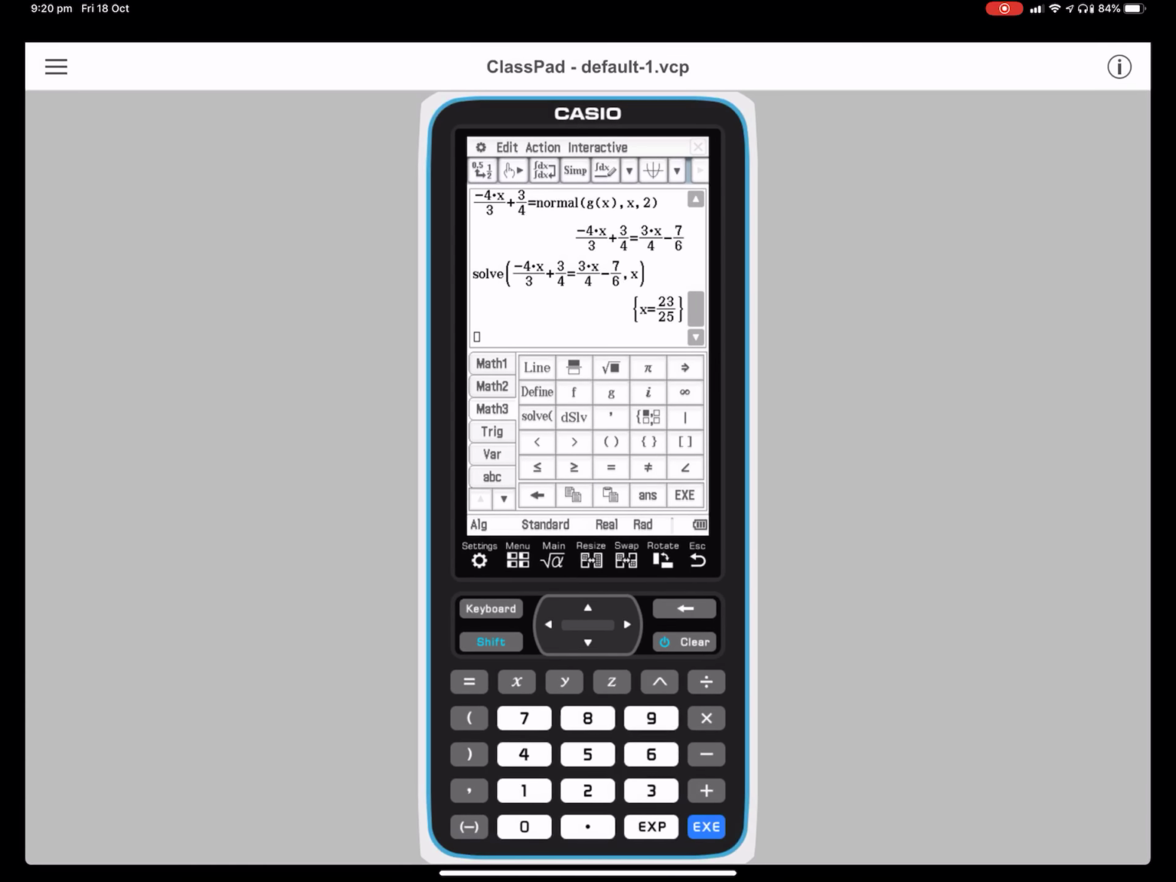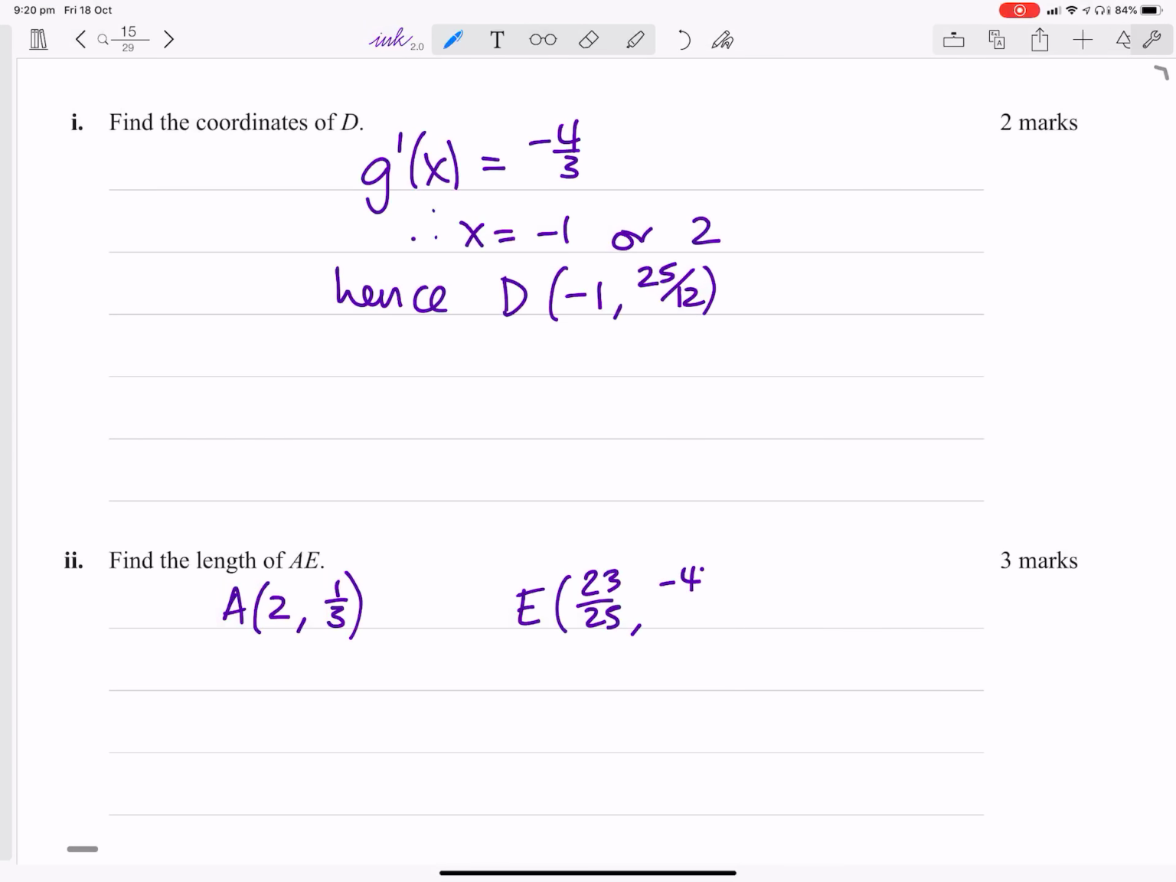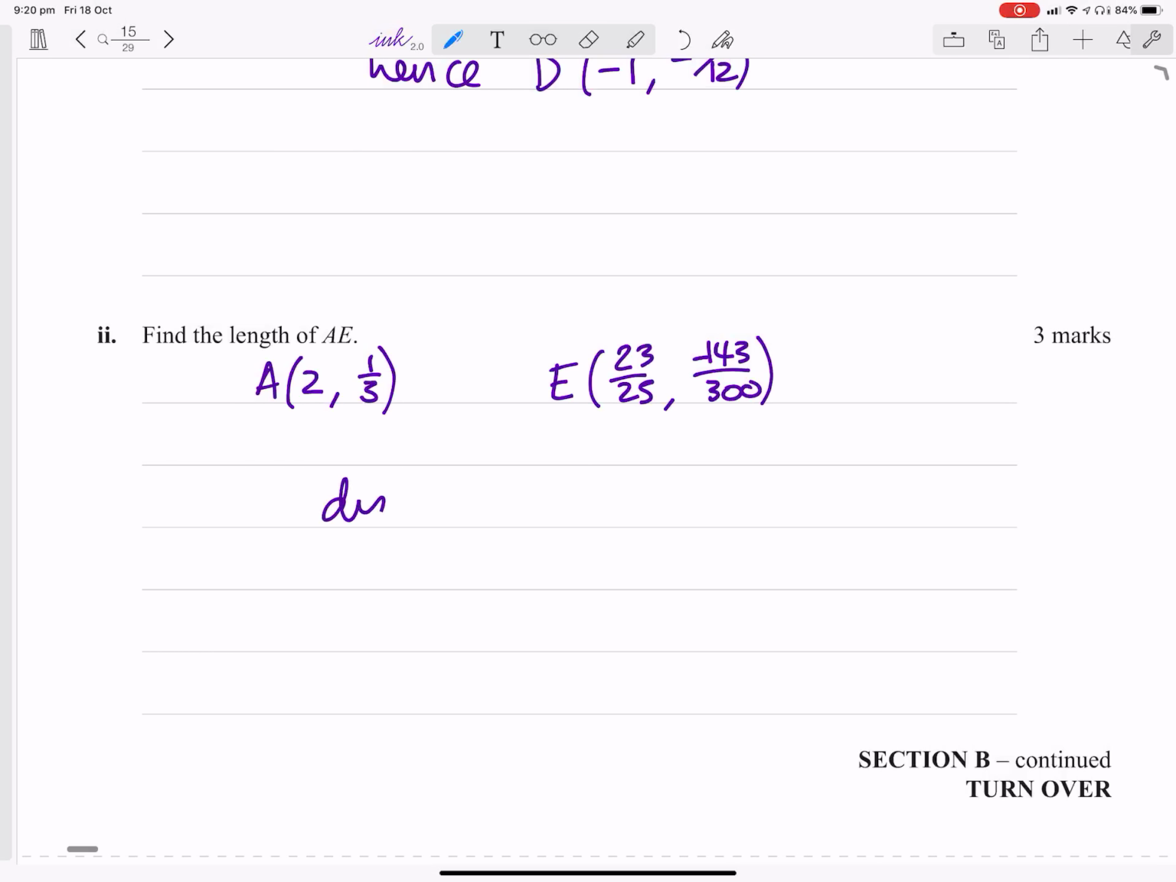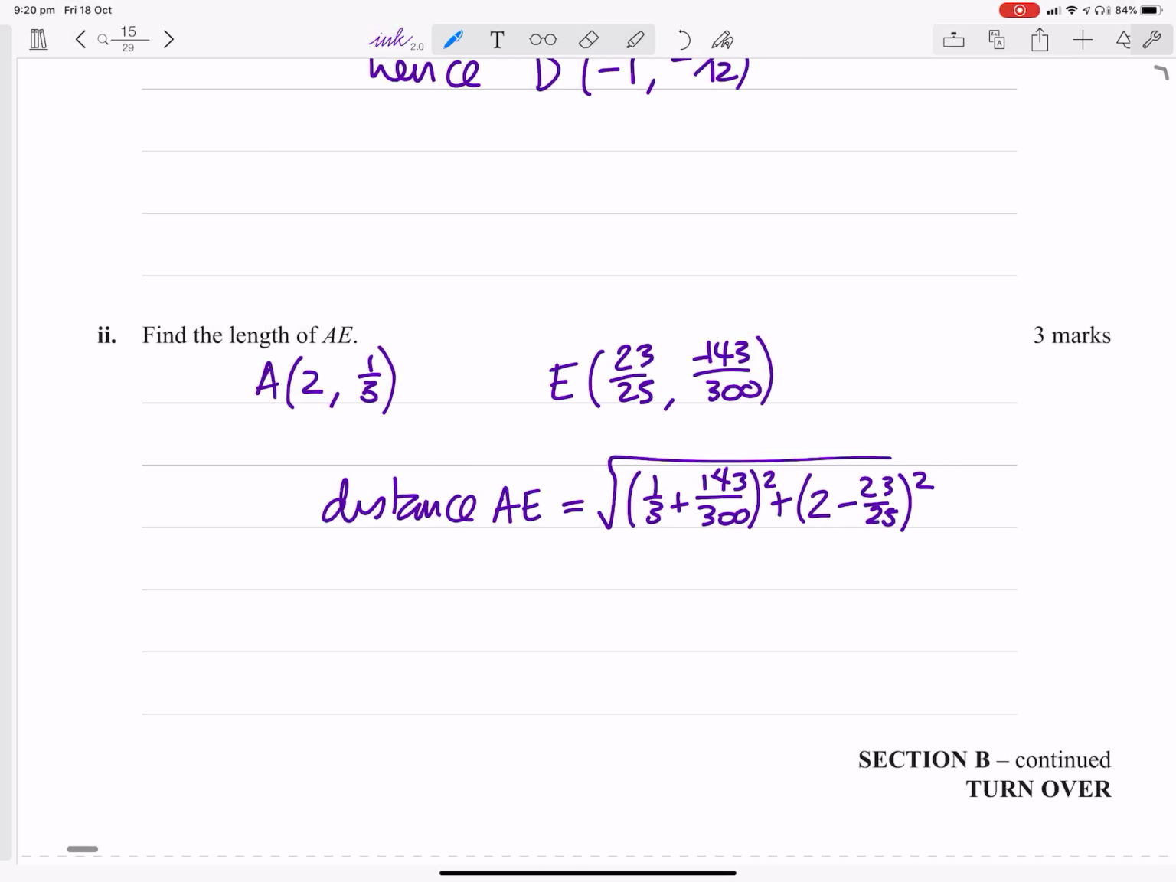And then we can sub that back into this equation. -143 on 300. So the distance of AE is the square root of 1/3 plus 143 on 300 squared plus, so I did that minus that, 2 minus 23 on 25 squared.